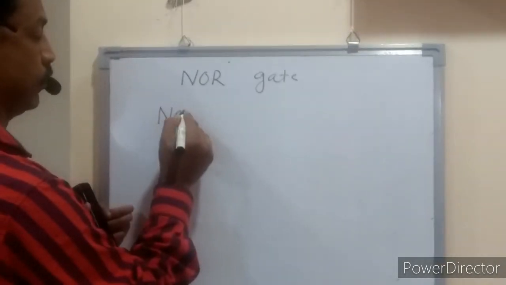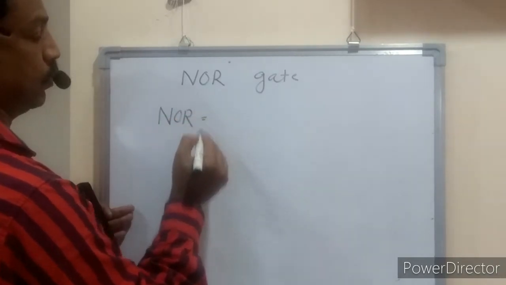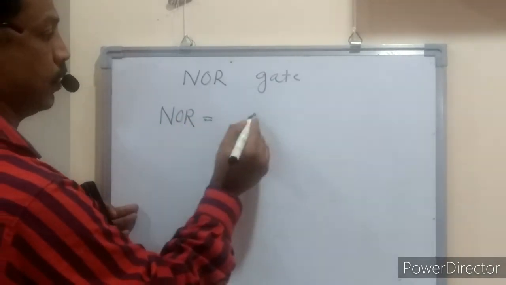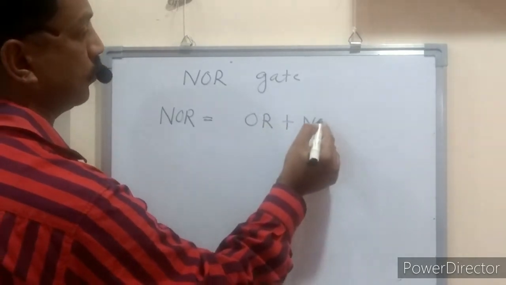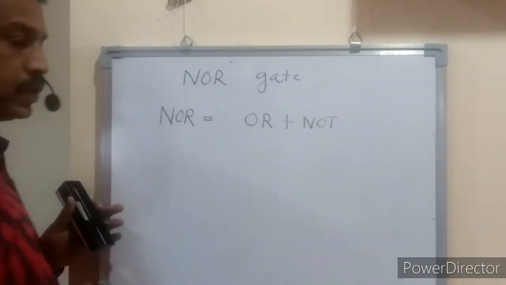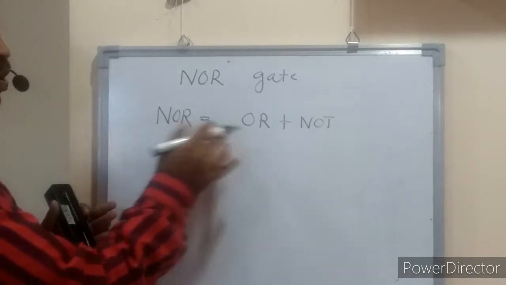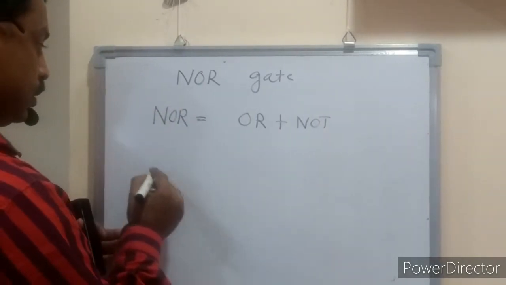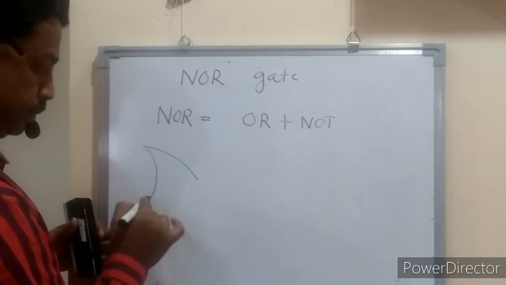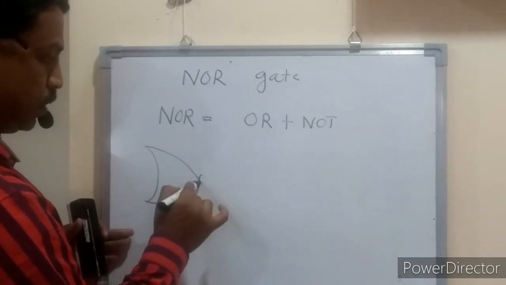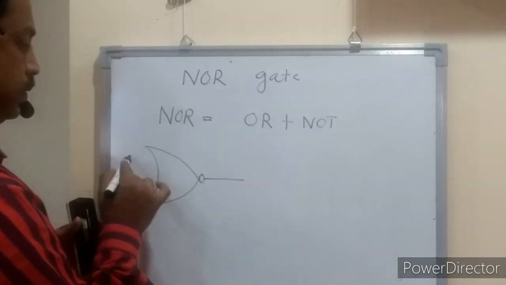NOR gate is nothing but OR plus NOT gate. Okay, OR plus NOT gate, it is known as NOR gate. How is it? The NOR gate is like this. One OR gate is there, one bubble is there.